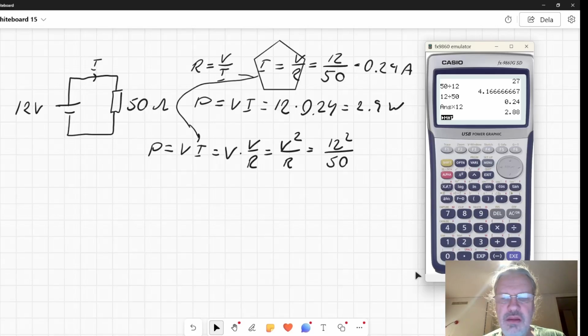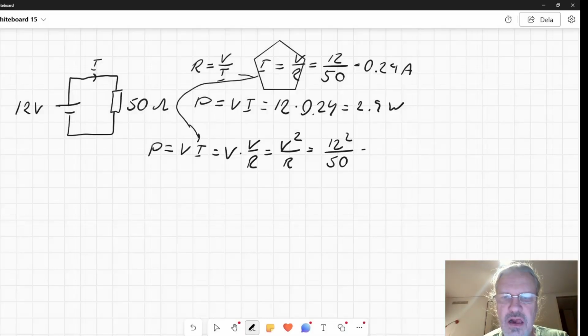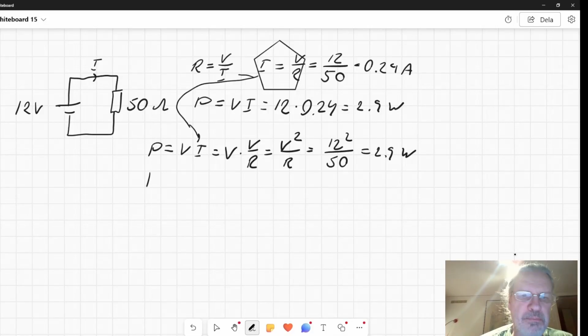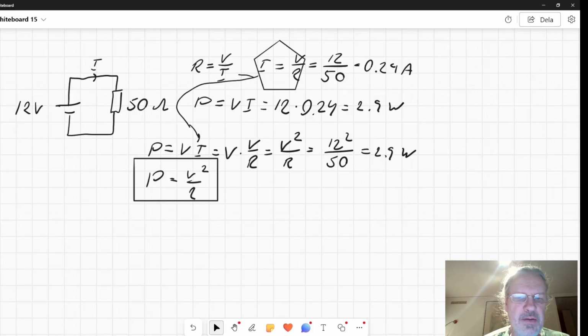12 squared divided by 50, and we get the 2.9 watts again. And this by itself, power equals V squared over R, can also be a very useful formula. Now let's look at another example.